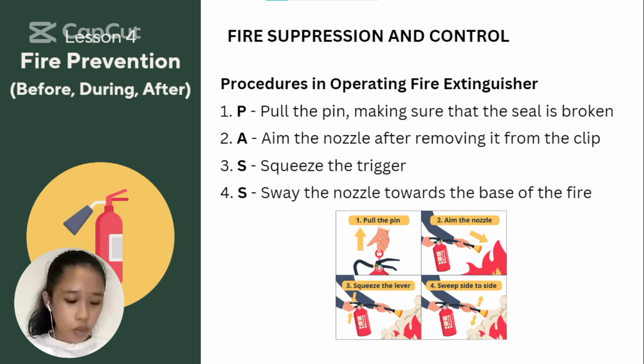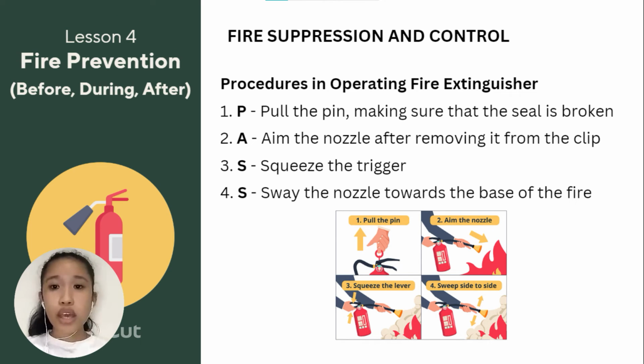And then the second one is aim the nozzle, after removing it from the clip. The nozzle is the hose of the fire extinguisher. You should aim it at the fire when it actually occurs. And then the third one is squeeze the trigger. You have to squeeze the trigger or the lever so that what is inside the extinguisher comes out.